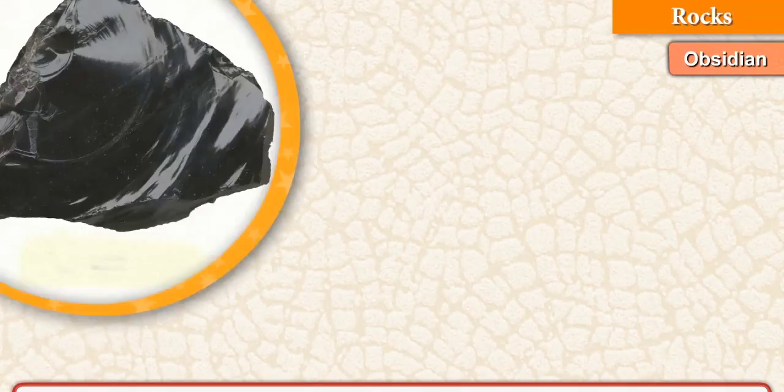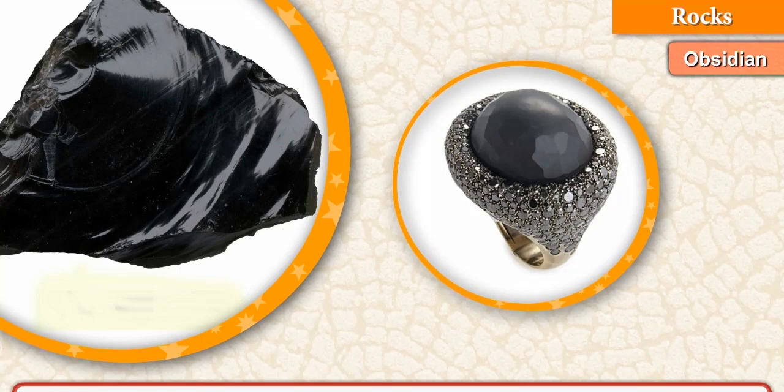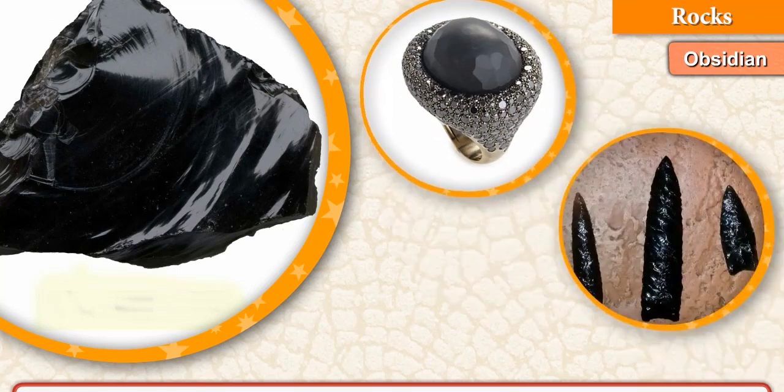Obsidian. It is shiny and smooth igneous rock formed by quick cooling of lava. It is used for making jewelry. It is also used to make cutting tools.